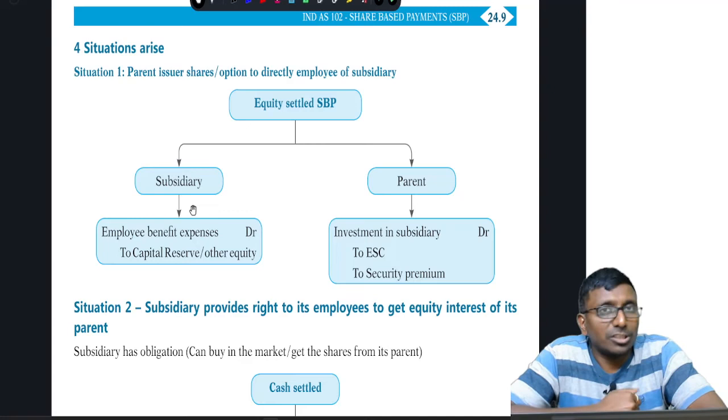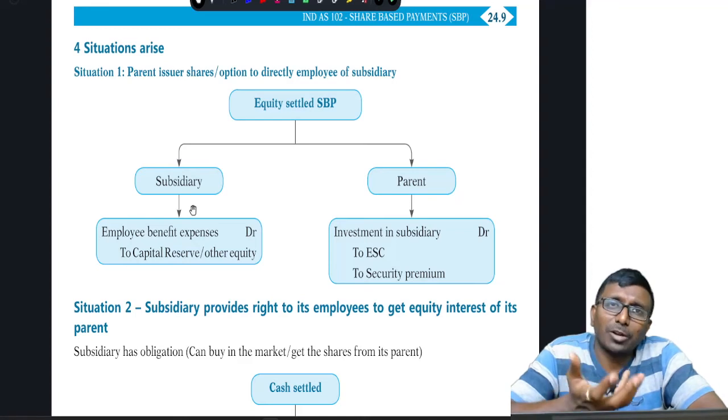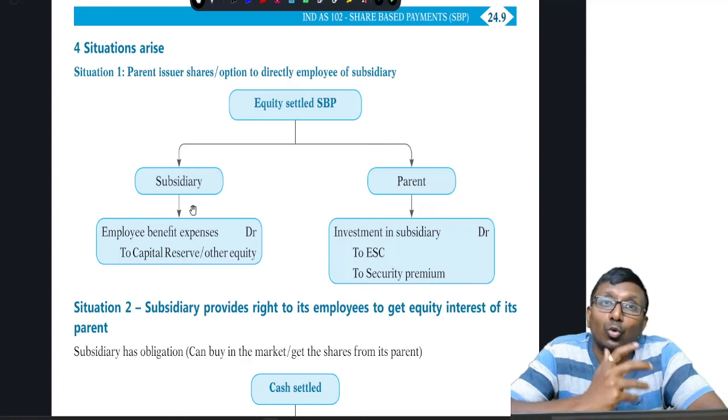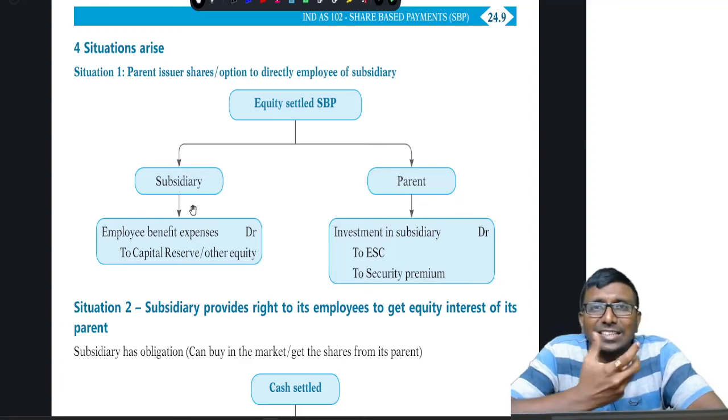Yeah. So situation number 1, the parent issues the shares or options directly to the employees. Correct. So in this case, the subsidiary is receiving the goods or services, but the subsidiary will not give any shares. Then what will happen, my dear? Employee, you are receiving the goods, right? The goods or service, that is employee benefit expenses account or goods account, debit to capital reserve directly, because it is other equity for them.